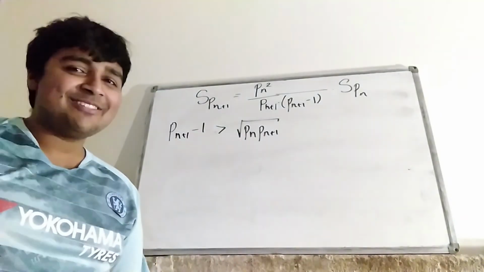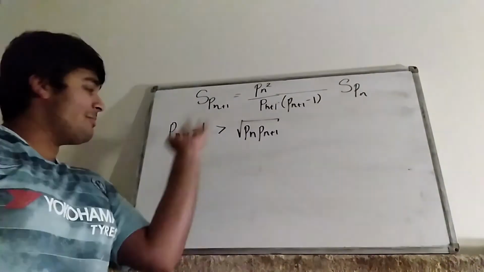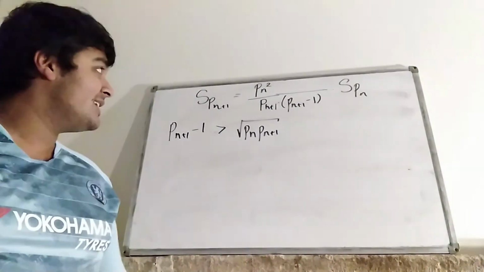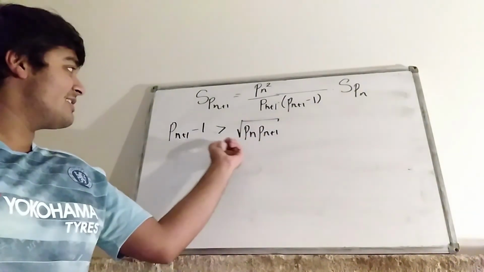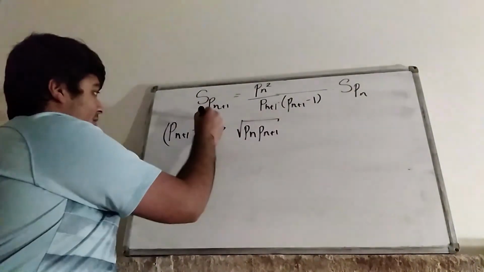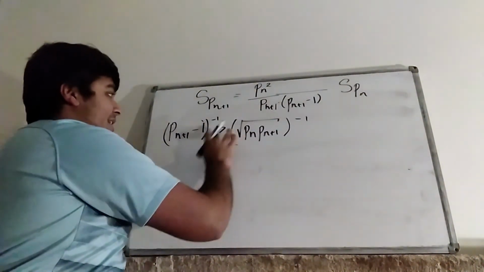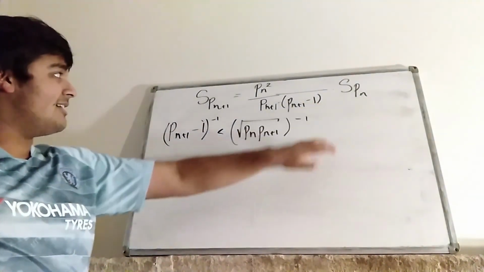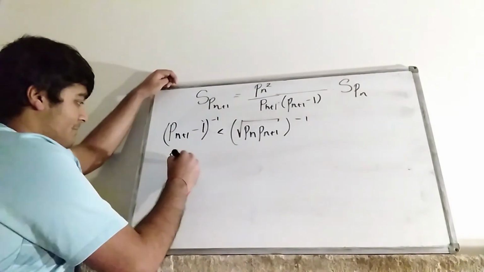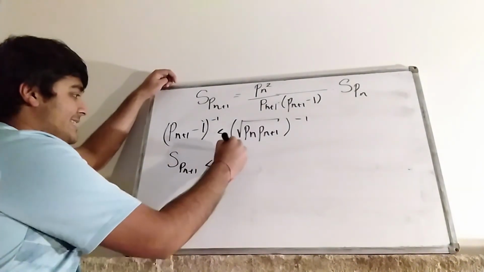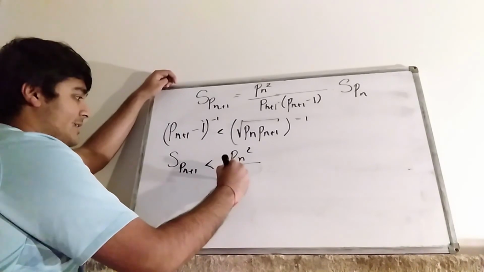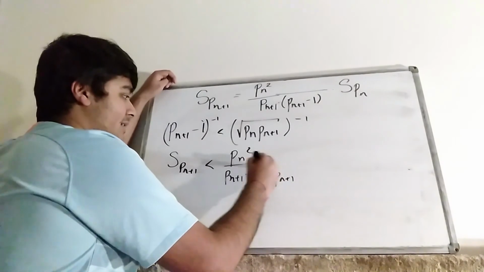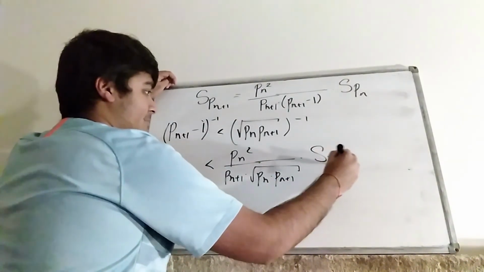Okay, so we're at the last stage of this proof. We just showed that p_{n+1} minus 1 is strictly greater than the square root of p_n times p_{n+1}. Now what we're going to do is use this. Firstly, let's invert both sides, and of course that flips the sign of the inequality. We've got p_{n+1} minus 1 inverse in this thing here. So we have that S(p_{n+1}) is going to be strictly less than p_n squared all over p_{n+1} times the square root of p_n times p_{n+1}, and then that's times S(p_n).